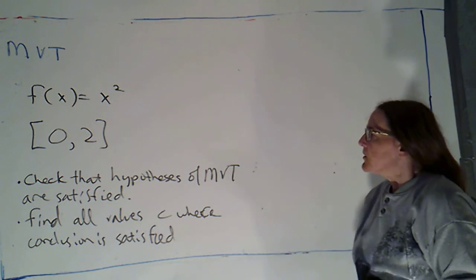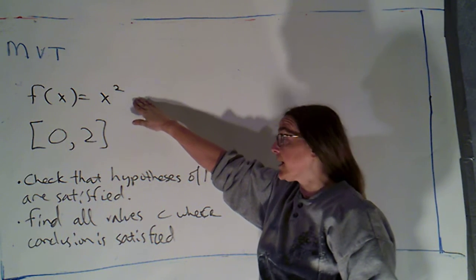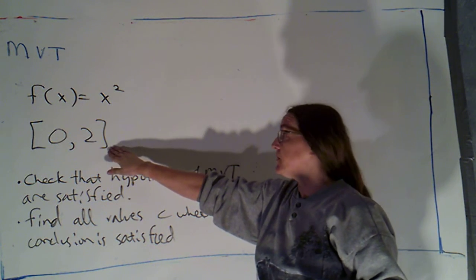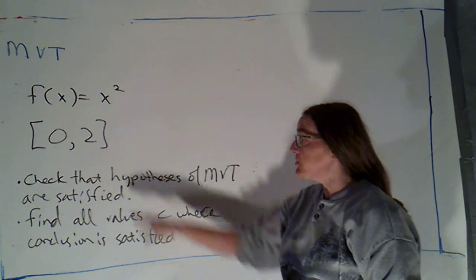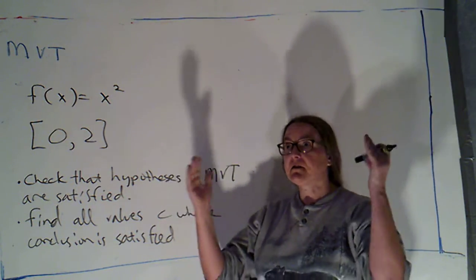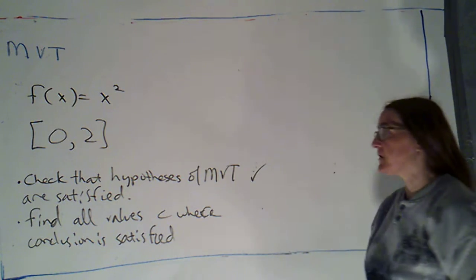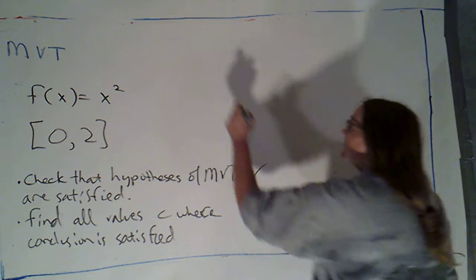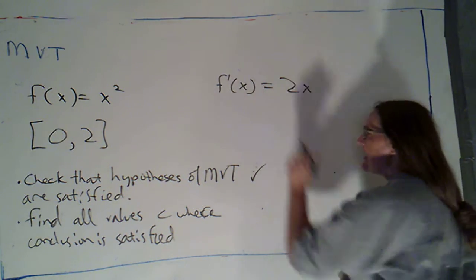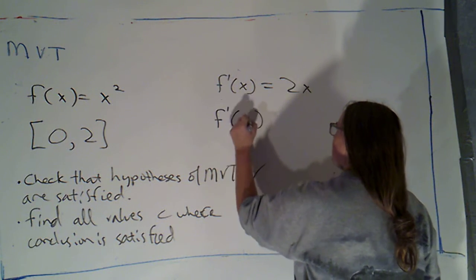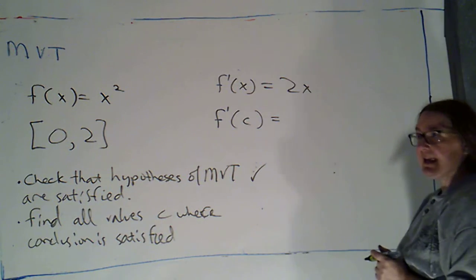Okay. So, for the first part, I would say that is a continuous function. It is continuous everywhere. So, in particular, it's continuous on the closed interval from 0 to 2. That is a differentiable function. It's differentiable everywhere. So, in particular, it's differentiable on the open interval from 0 to 2. So, the hypotheses are satisfied. Now, what that tells me is that I know that f prime of x is 2x.